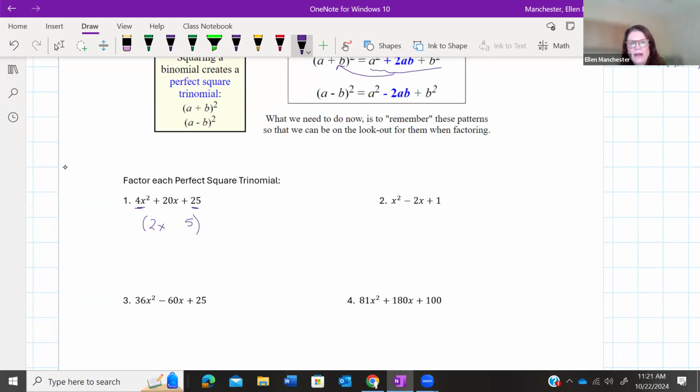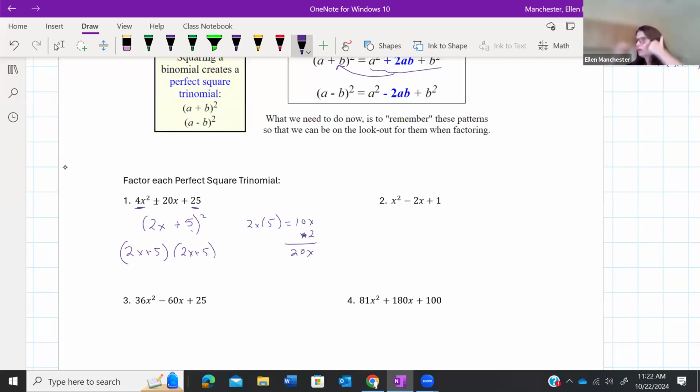I just cut that number in half. Okay, now watch. If I multiply these two, so 2x times 5, I get 10x. If I double this, you see how I get the 20x? This means that that is a perfect square trinomial. So I'm going to use this first sign. So it's 2x plus 5 squared, or you can write it as 2x plus 5 times 2x plus 5.